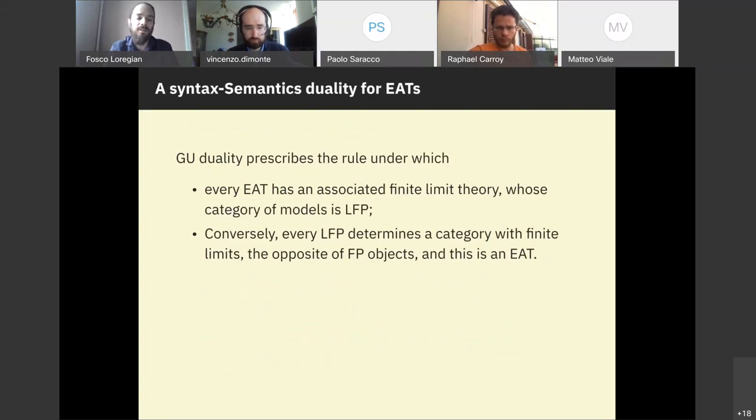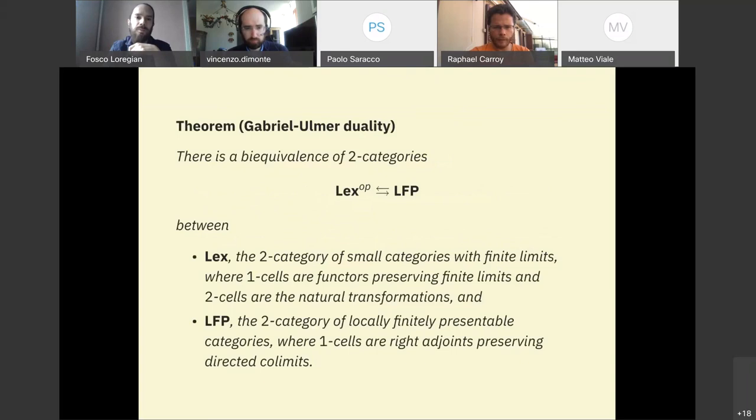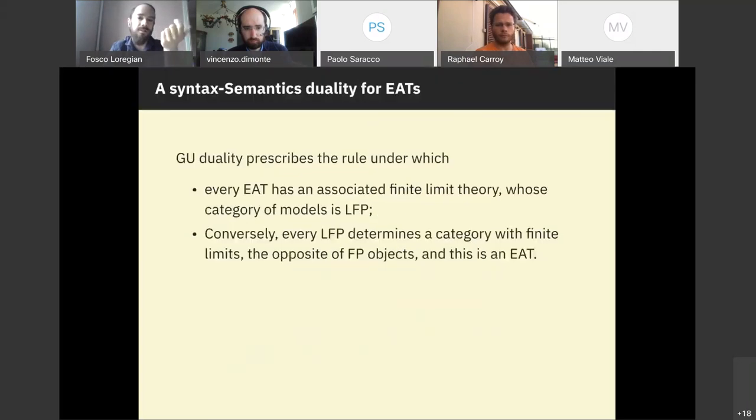The connection between essential algebraic theories and Gabriel-Ulmer duality goes as follows. It's what many category theorists love to call a syntax-semantics duality. So every essential algebraic theory can be associated with a finite limit theory, a category with finite limits. And I can exploit Gabriel-Ulmer duality to build a category of models, which will be a locally finitely presentable category.